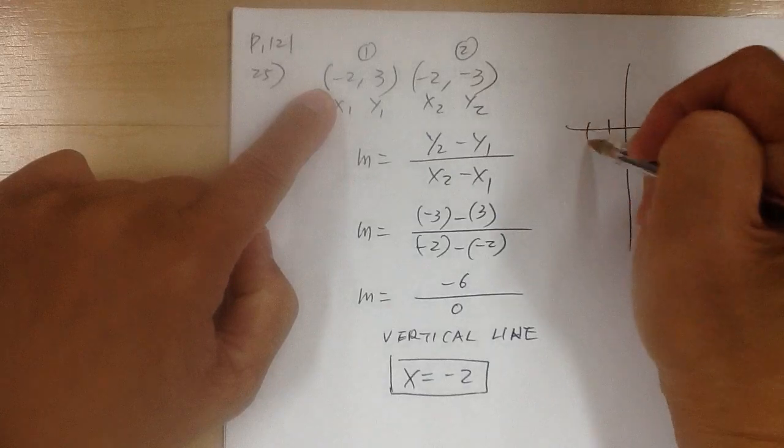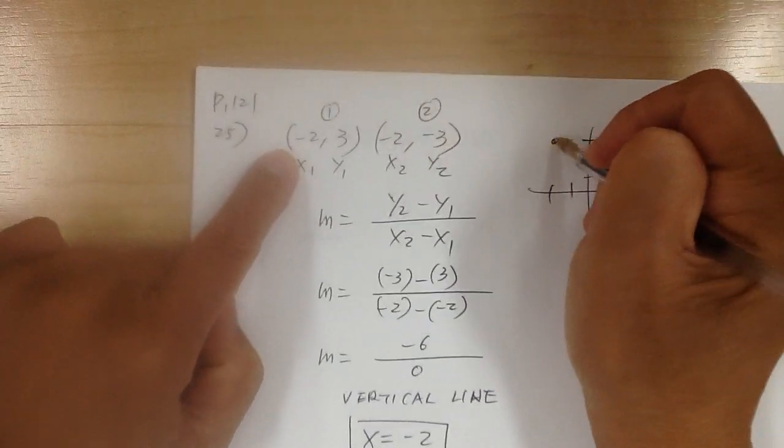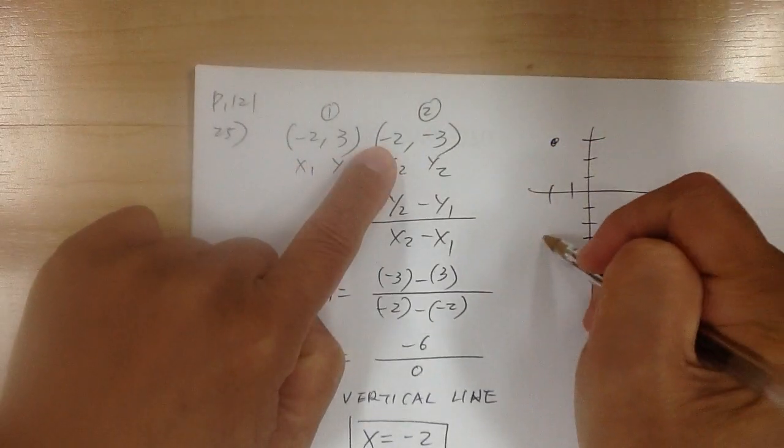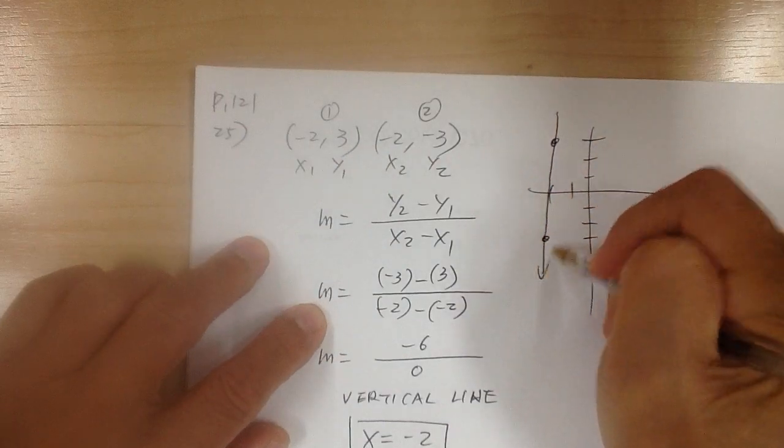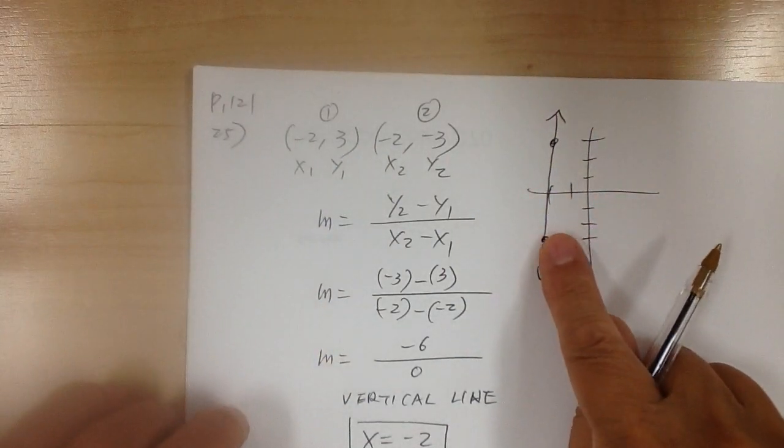So this is (-2, 3). Right? And this is (-2, -3). See that? So that's your line right over here. So that's your x equal to -2. So you can see that.